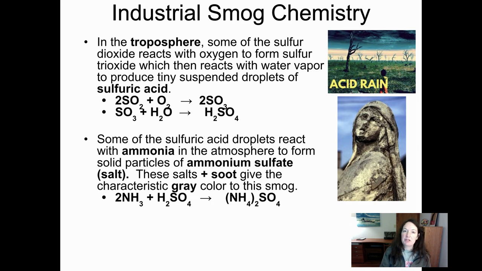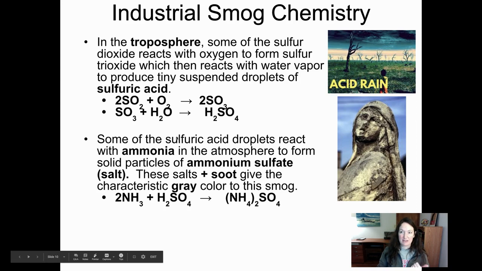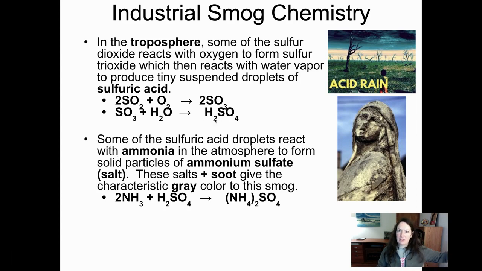So here's the chemistry of industrial smog, or that gray smog. In the troposphere, again, the lower part of the atmosphere, some of the sulfur dioxide reacts with oxygen to form sulfur trioxide, which then reacts with water to make sulfuric acid. So this is acid rain. Acid rain also comes from the nitric acid that we talked about in the last couple slides. But acid rain, sulfuric acid is a major component of that as well.